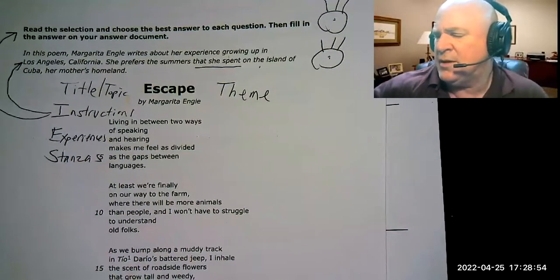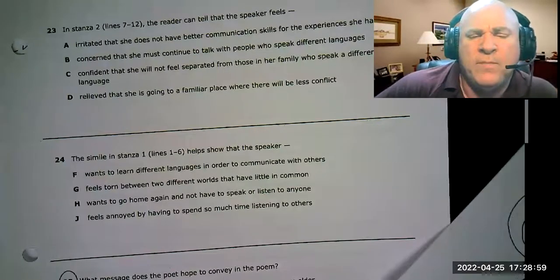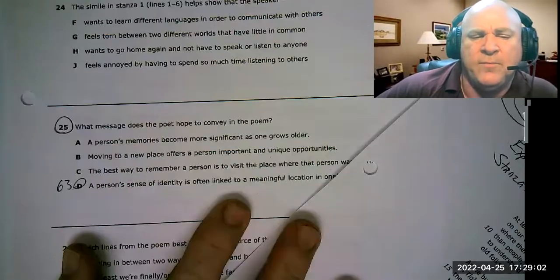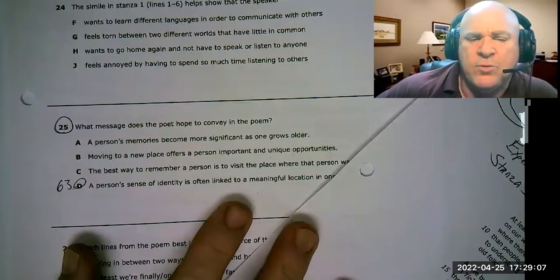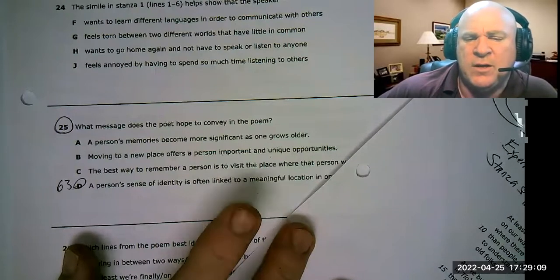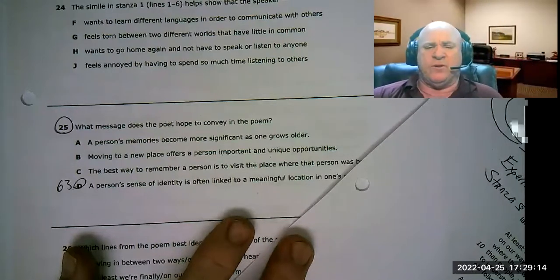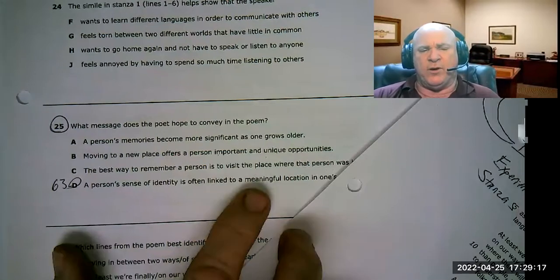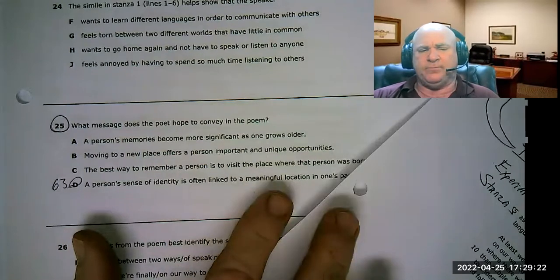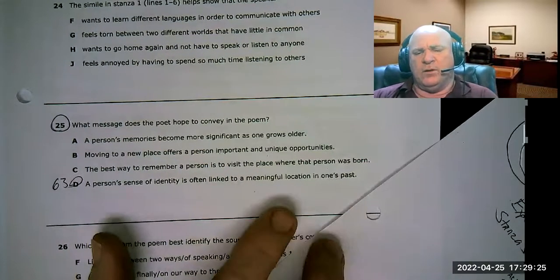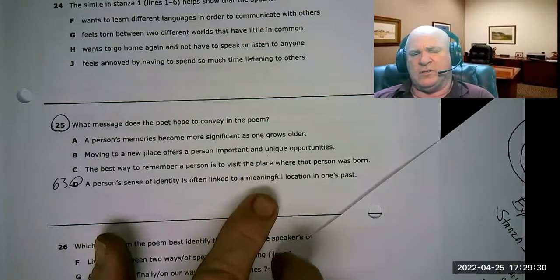So when you look at question number 25, it says, what message does the poet hope to convey in the poem? A, a person's memories become more significant as one grows older. B, moving to a new place offers new and important opportunities. It sounds like she prefers the old place. C, the best way to remember a person is to visit the place where that person was born. That's not specific enough to what the instructions and the title gave, the escape.